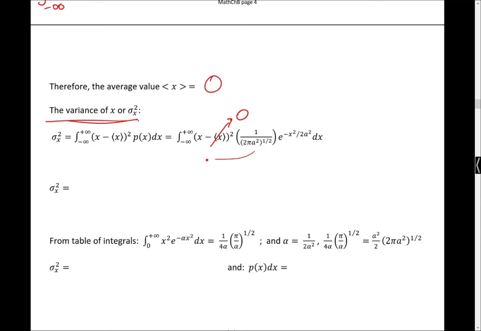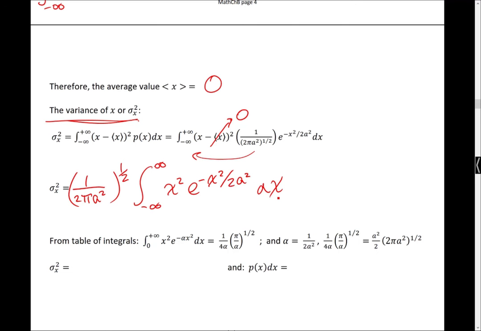So what we can do is pull out my constant out front, 1 over 2 pi a squared to the 1/2. I'm going to integrate from minus infinity to infinity x squared times e to the minus x squared over 2a squared dx. Is this function an even function or an odd function? I have an even function.